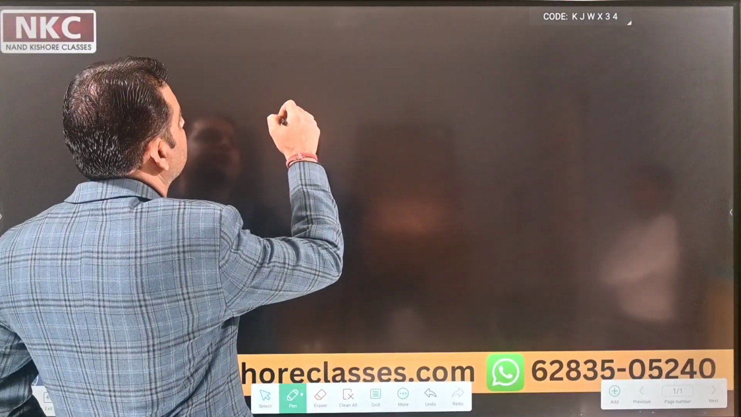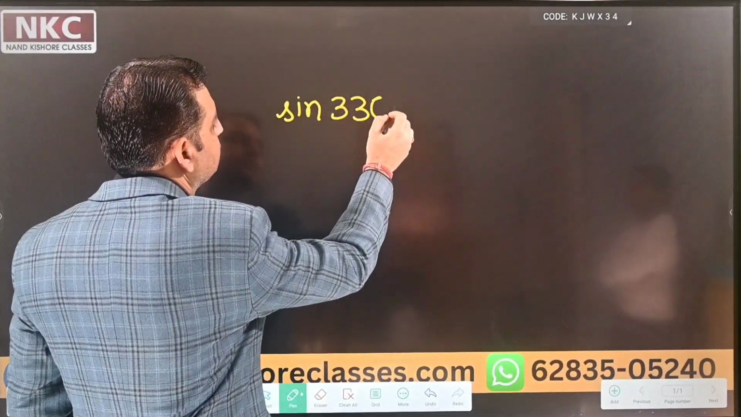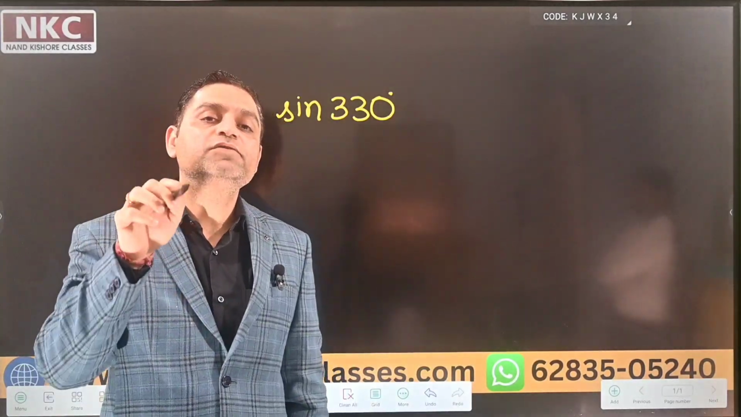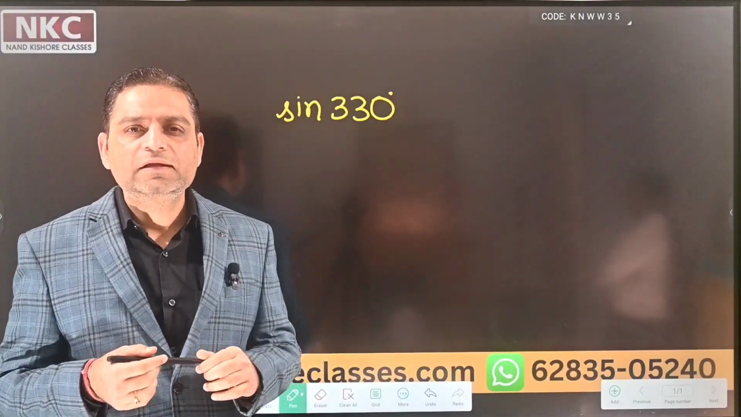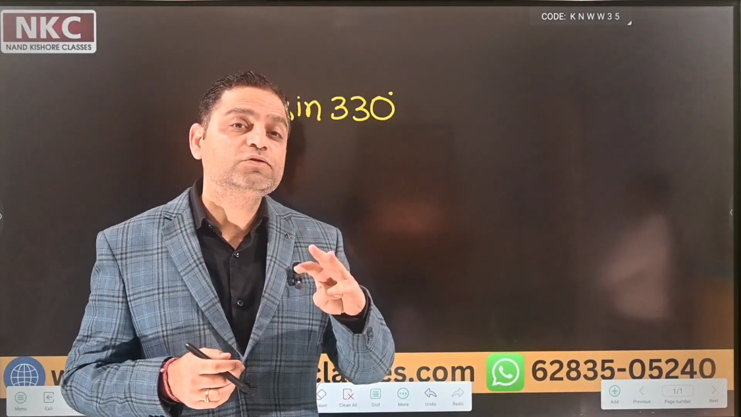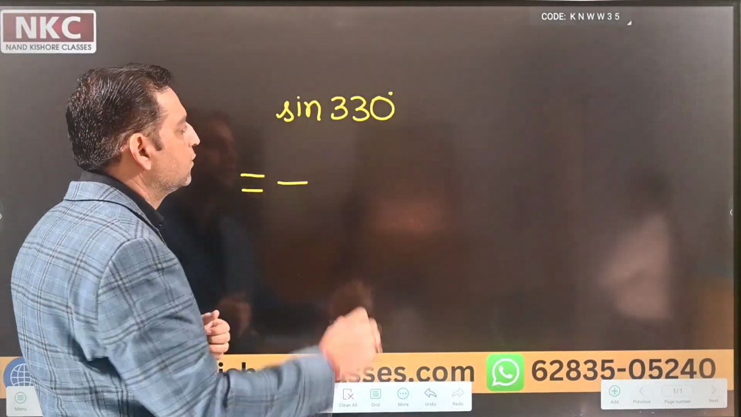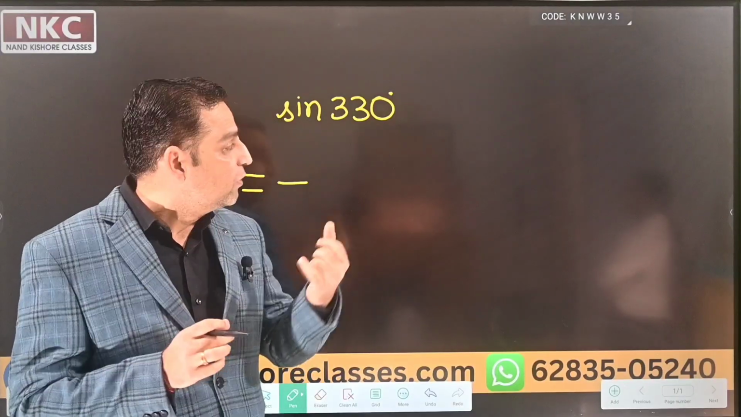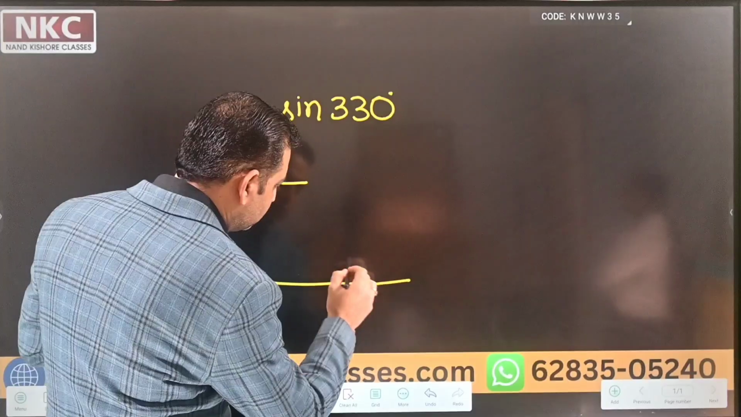Let's suppose I want to find the value of sine 330 degree. Sine 330. Now in which quadrant does sine 330 come? 330 degree angle comes in which quadrant? This angle comes in the fourth quadrant. In the fourth quadrant, the sine answer is negative. If it is negative, now find the reference angle for this. Check how you will find it.